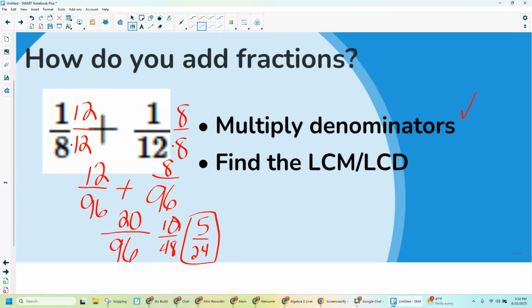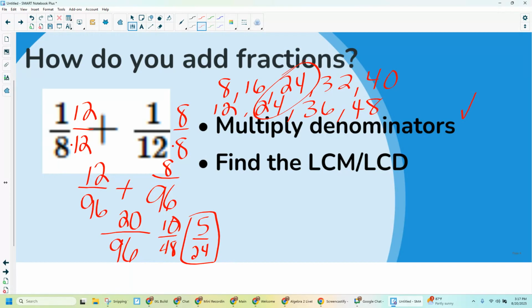Others choose to find the least common multiple or least common denominator of 8 and 12. If you list out the multiples of 8, you have 8, 16, 24, 32, let's just go up to 40. And then if you list out the multiples of 12, you have 12, 24, 36, 48. I'll stop there. Do you see a multiple that they have in common? If you said 24, that is correct. So that is the least common multiple of 8 and 12.